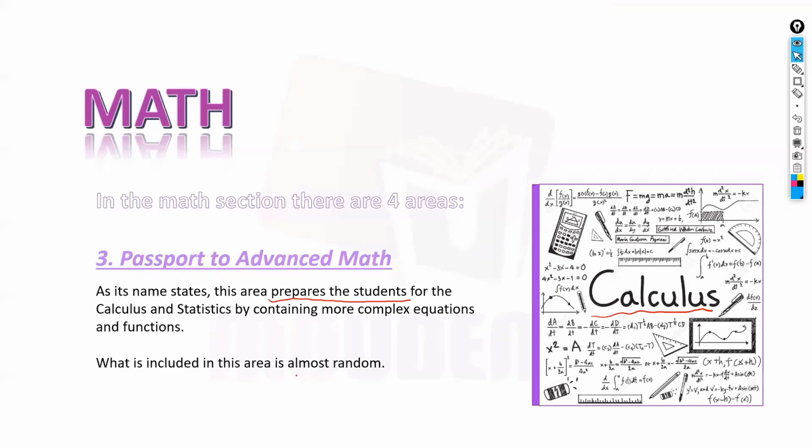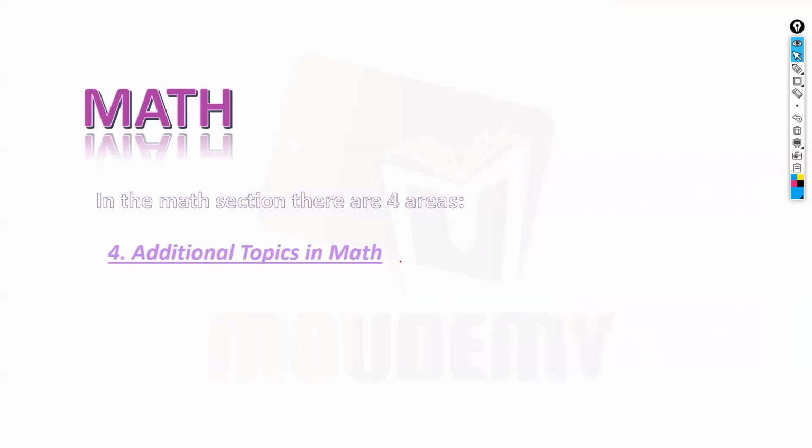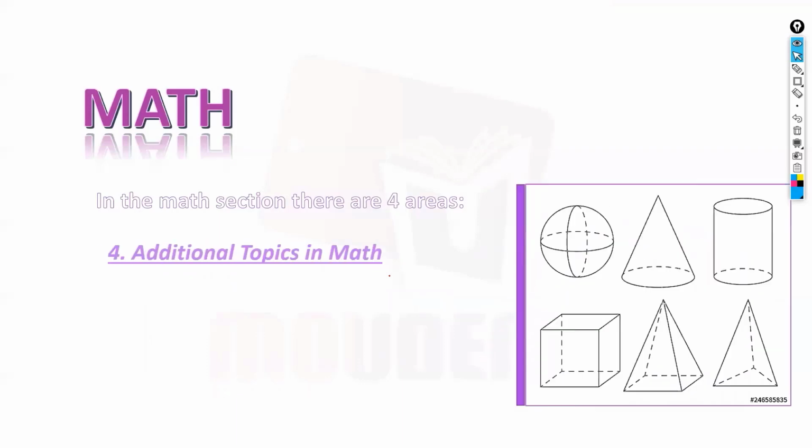What is included in this area is almost random. There's no such thing as knowing all the questions that could be on this area, but let's keep in mind that this area is just a little bit more complex, that it gives us questions that make us familiar and gives us this passport to go to the university and understand calculus and statistics. Okay, let's move on to the fourth and last section, additional topics in math.